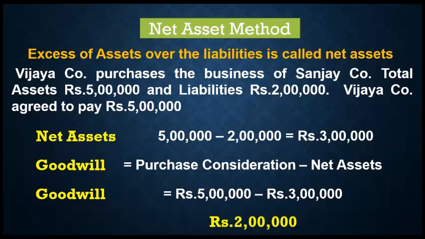Rupees 2 lakh. This is the additional amount paid by Vijay Company to Sanjay Company, rupees 2 lakh. This is additional payment to the Sanjay Company. This is called purchased goodwill, and this is called goodwill.